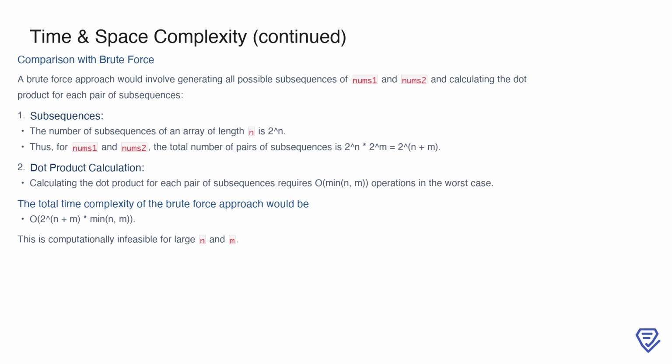total. For each pair, we would calculate the dot product, which in the worst case would require O(min(n, m)) operations. As a result, the time complexity of the brute force approach becomes O(2^(n+m) * min(n, m)), which is prohibitively expensive for large inputs. In contrast, our dynamic programming solution avoids this exponential growth and computes the result in polynomial time.